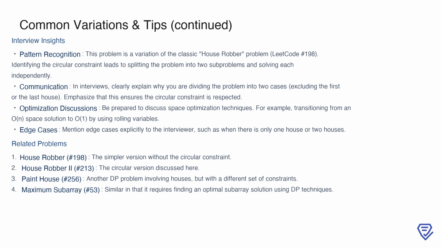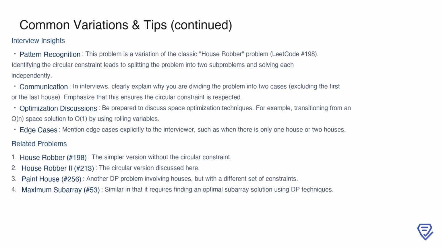Optimization is another valuable discussion point. For example, transitioning from an O(n) space solution to O(1) by using rolling variables demonstrates a strong understanding of space efficiency. Don't forget to explicitly address edge cases, such as when there's only one house or two houses, as this shows thoroughness in your thought process.